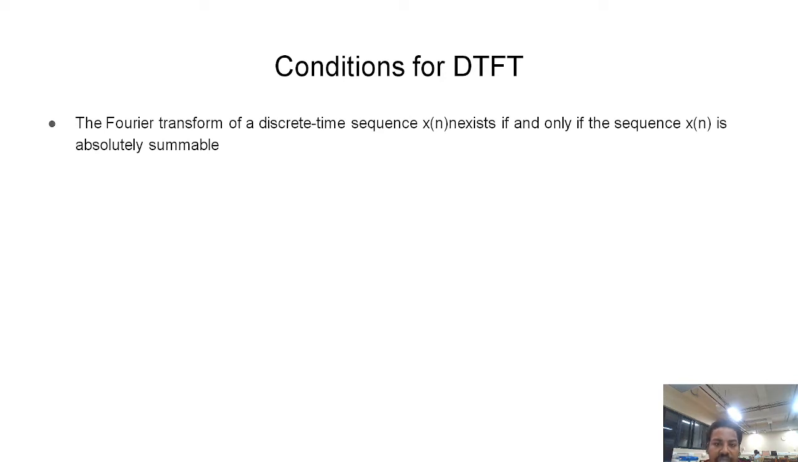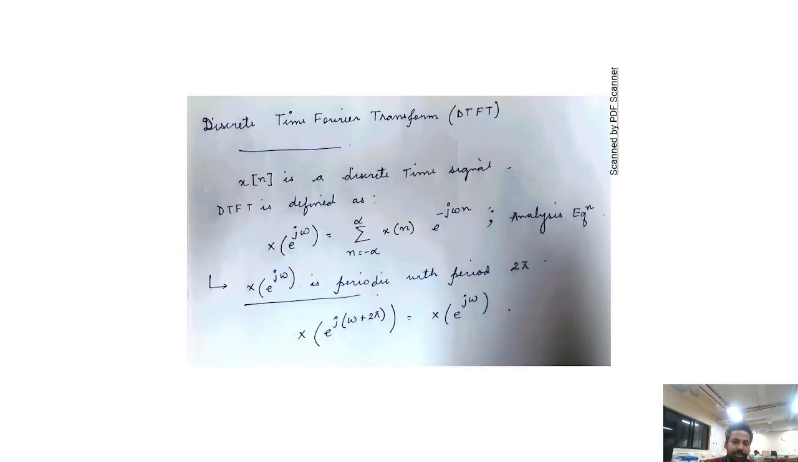So what are the conditions for the discrete time Fourier transform? The Fourier transform of a discrete time sequence x of n exists if and only if the sequence x of n is absolutely summable over the given time interval. That's very important. That's the condition for the discrete time Fourier transform. Otherwise, the Fourier transform for that signal x of n will not exist. So this is the formulation that we have.